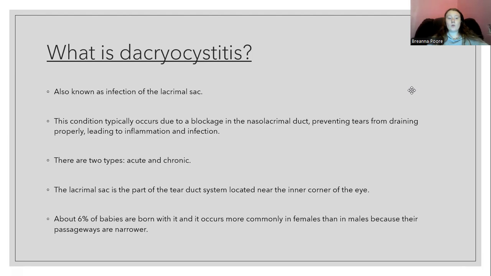That lacrimal sac, it is part of the tear duct system located in the inner corner of the eye. And about six babies are born with it, and it occurs more commonly in females than it does in males because a female passageway is narrower than a man's.